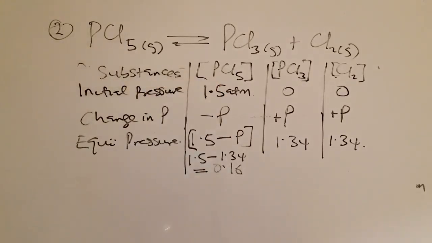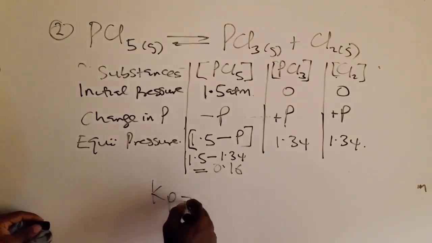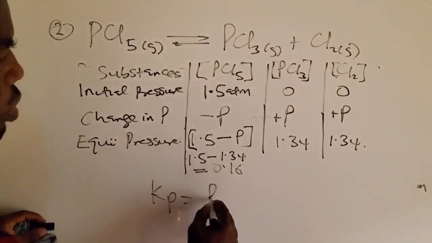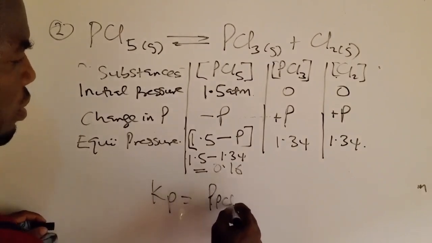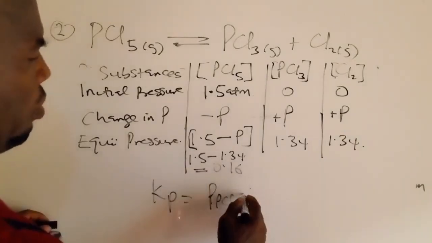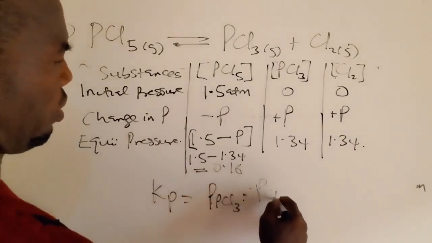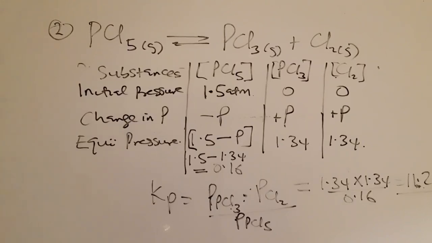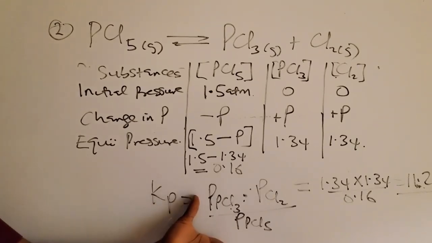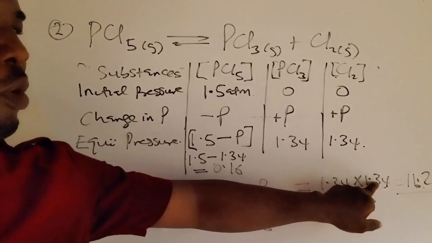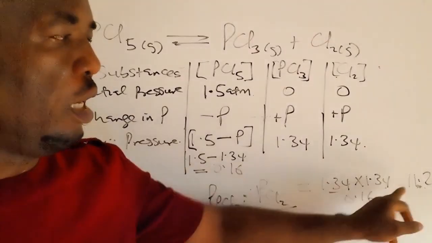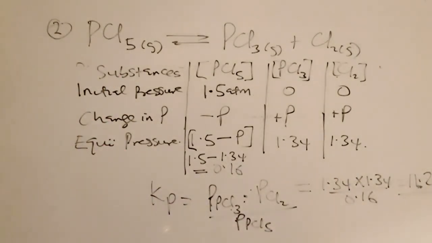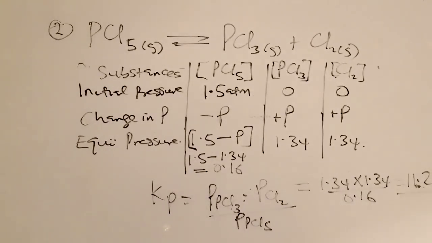So to find the equilibrium constant, we use the formula for Kp, which is the pressure of the product, pressure of PCl3 multiplied by pressure of chlorine, all over the pressure of the reactant. We substitute these values: 1.34 times 1.34 over 0.16, and divide. We have 11.2 atmosphere as our equilibrium constant.